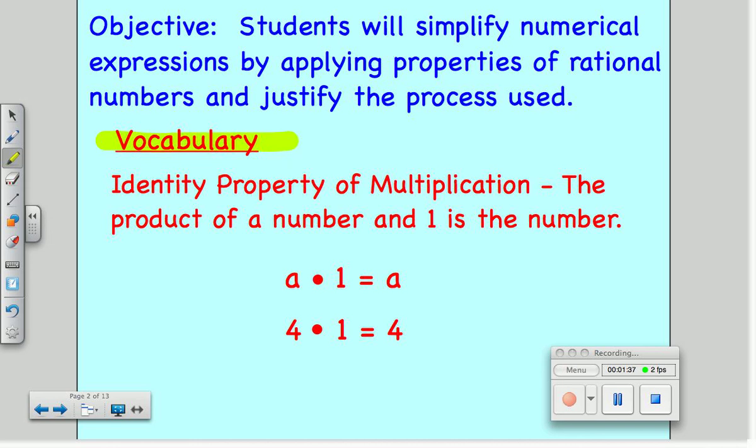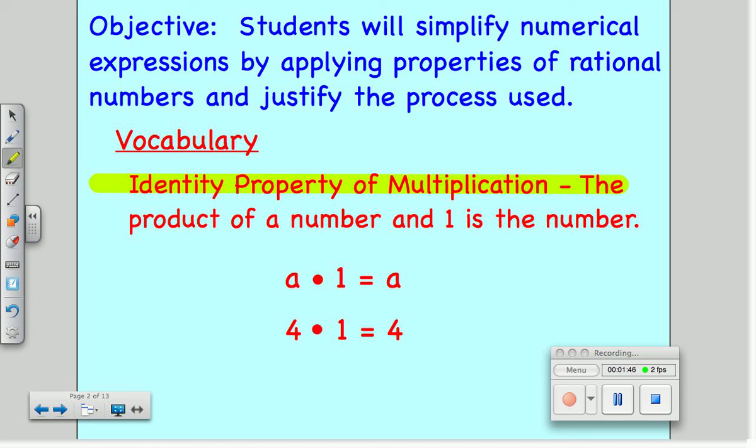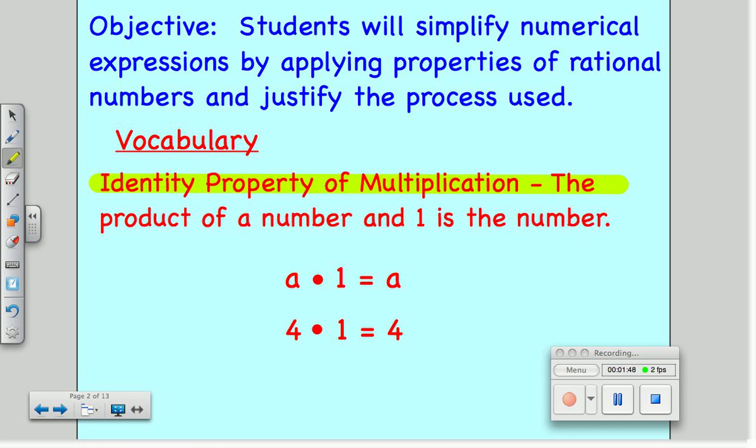You don't have to write vocabulary. Sorry, I shouldn't have done that. Property of multiplication. The product of a number and 1 is the number. So 8 times 1 is 8. 4 times 1 is 4.